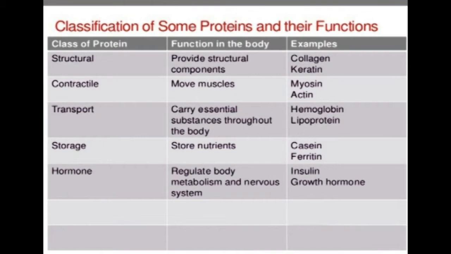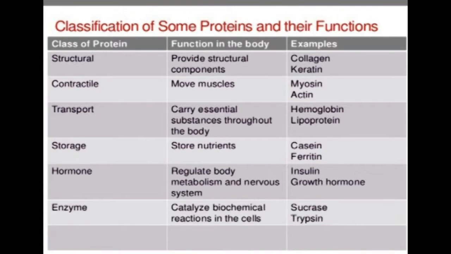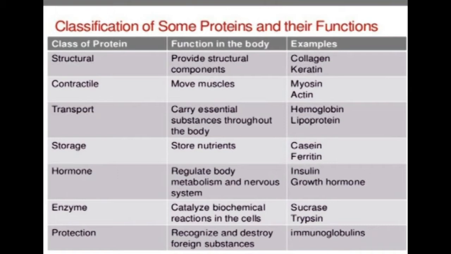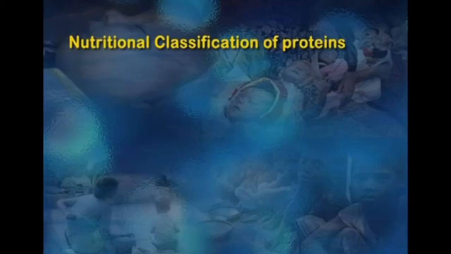Hormones. They regulate body metabolism and also the nervous system. Example, insulin and growth hormone. Enzymes. They catalyze biochemical reactions in the cells. Sucrase, trypsin are some of the examples. Then the last important one, the protective function. They recognize and destroy foreign substances and immunoglobulins are the best examples of these type of proteins.